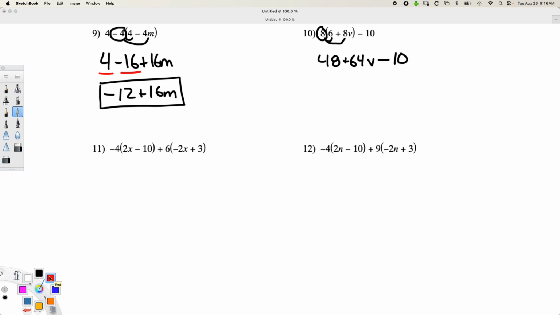So once again, I have some numbers I can combine. I can combine like terms. So I've got 48 and minus 10. So 48 minus 10 is 38. And I still have my plus 64v.